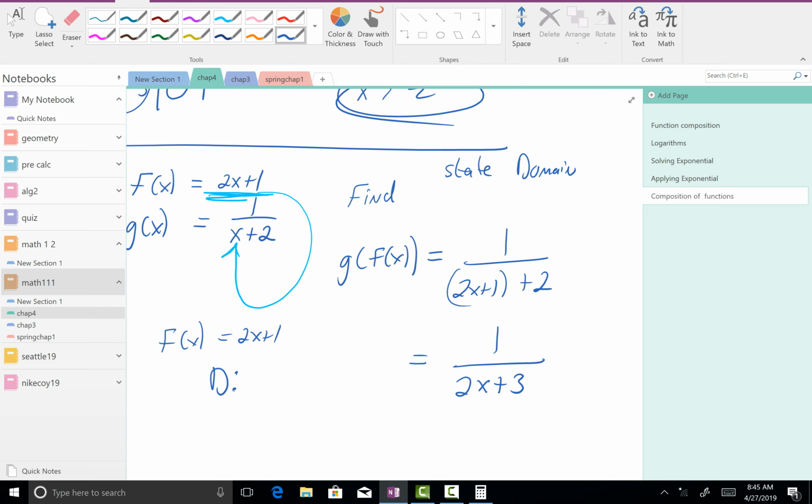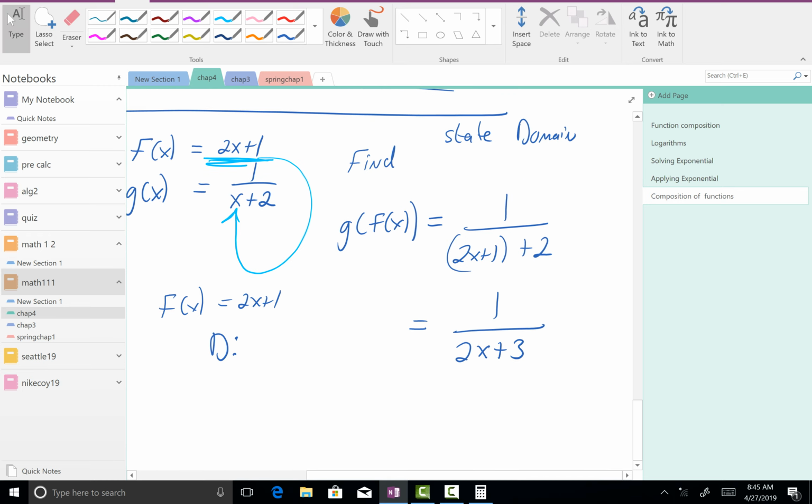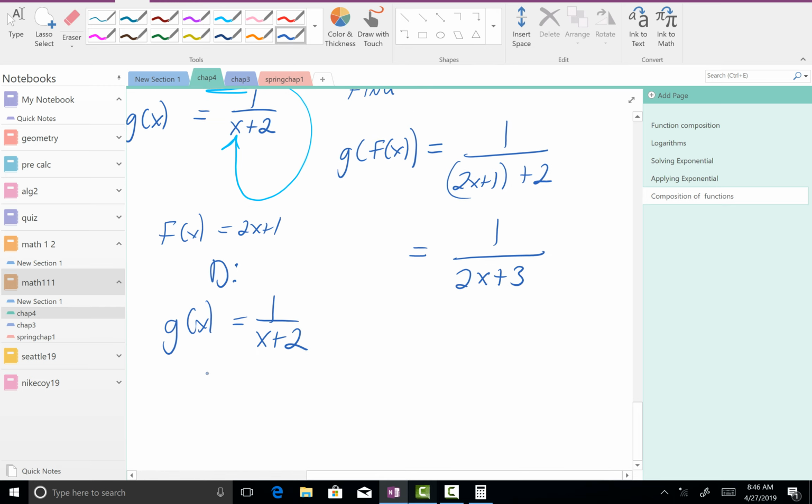All real numbers is going to come out on the range. We're all good there. Now we'll look at the g. Look at the domain. This is all real, so we're good. What about the domain of this? Where's the problem going to come in? So when this bottom becomes 0, it's not going to work, right? And what x value is going to give us that? -2. Very good. So x cannot be -2.